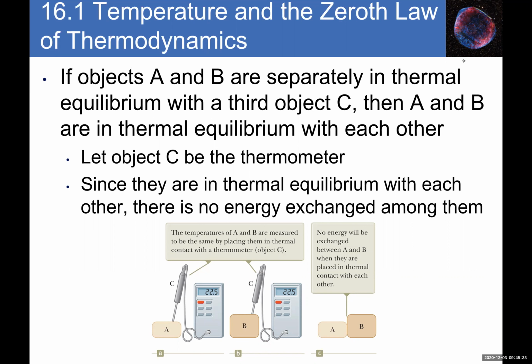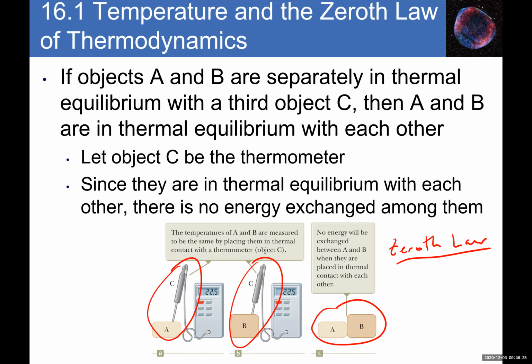This is generally known as the Zeroth Law of Thermodynamics. The Zeroth Law basically describes what thermal equilibrium is. Generally it goes like this: you have three objects, A, B, and C. If object A is in thermal equilibrium with object C, and object B is in thermal equilibrium with object C, then objects A and B will also be in thermal equilibrium with one another. In this case, you can take object C to be the thermometer. So if A and C are in thermal equilibrium, and B and C are in thermal equilibrium, then A and B have to be in thermal equilibrium with one another, okay?